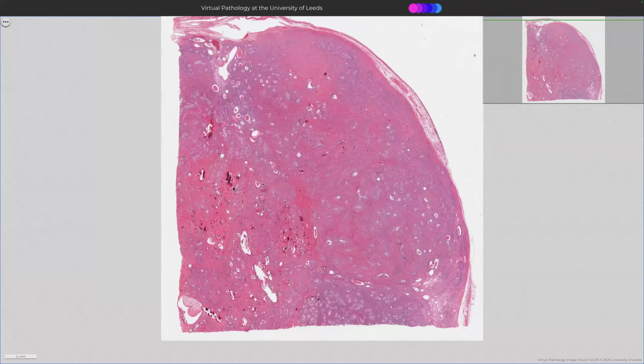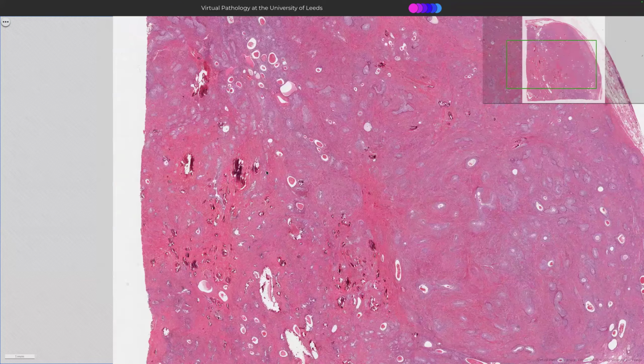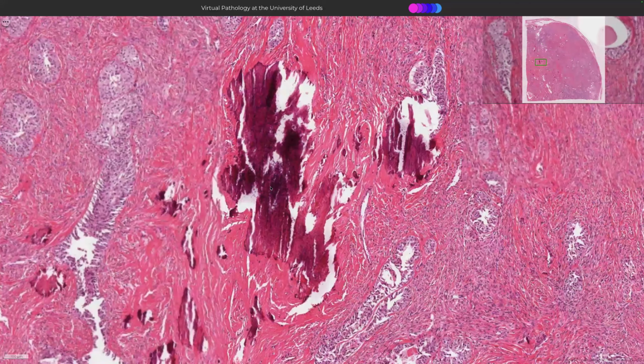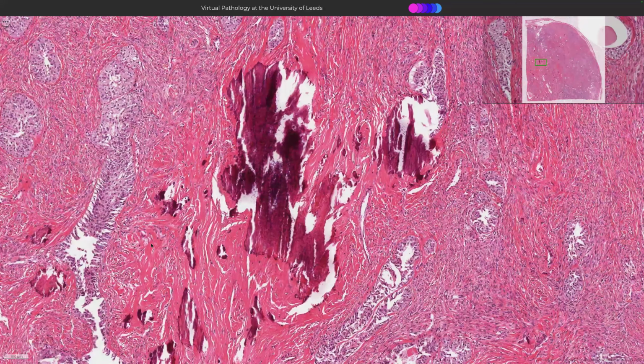All right, next quiz question. What is this stuff? So we've got the islands of Brenner tumor here. We've got collagen and this stuff. What's this stuff?